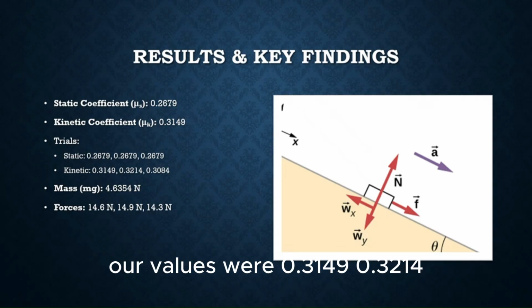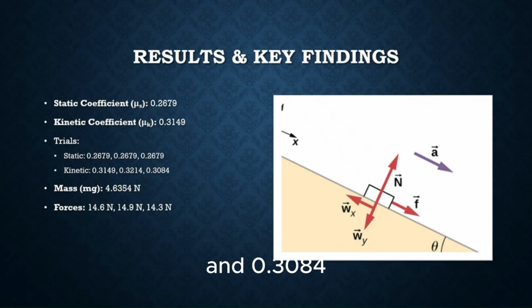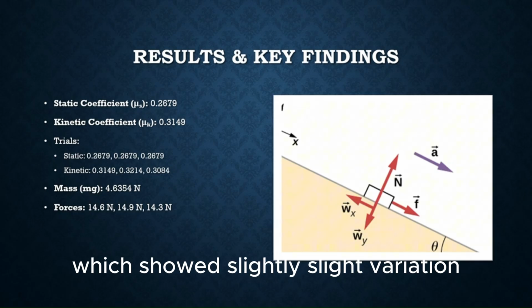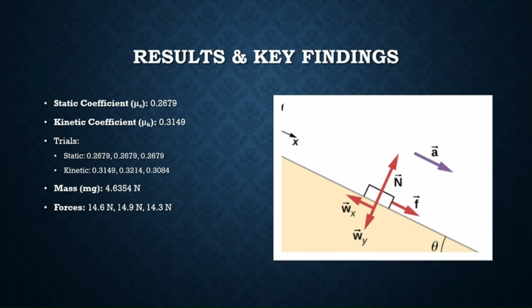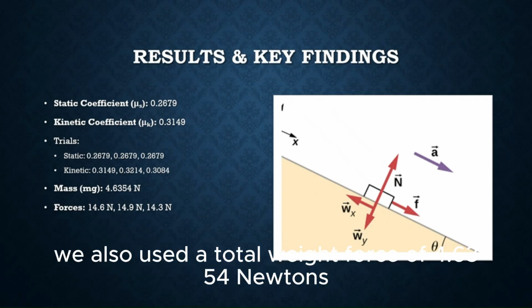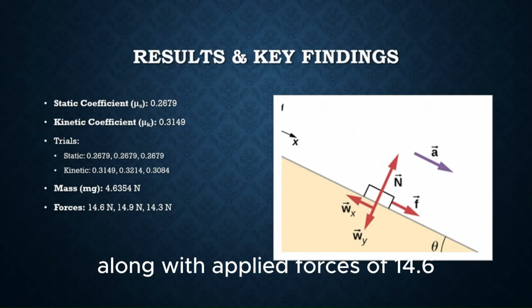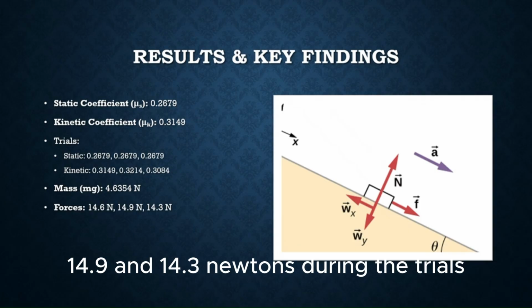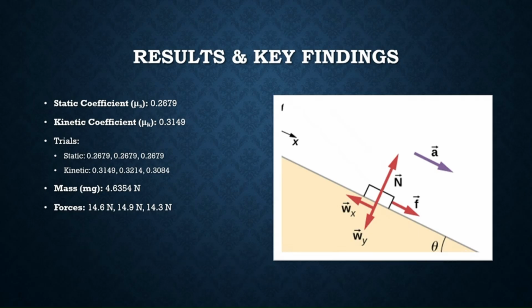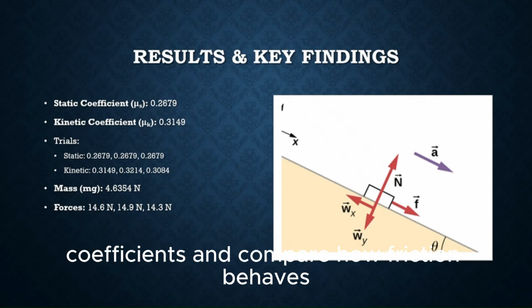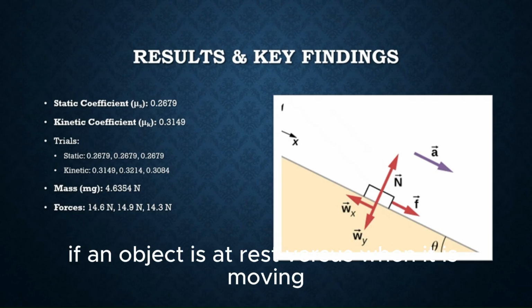For the kinetic trials, our values were 0.3149, 0.3214, and 0.3084, which showed slight variation, but overall stayed close to the average. We also used a total weight force of 4.6354 newtons, along with applied forces of 14.6, 14.9, and 14.3 newtons during the trials. These values allowed us to calculate the friction coefficients and compare how friction behaves when an object is at rest versus when it is moving.